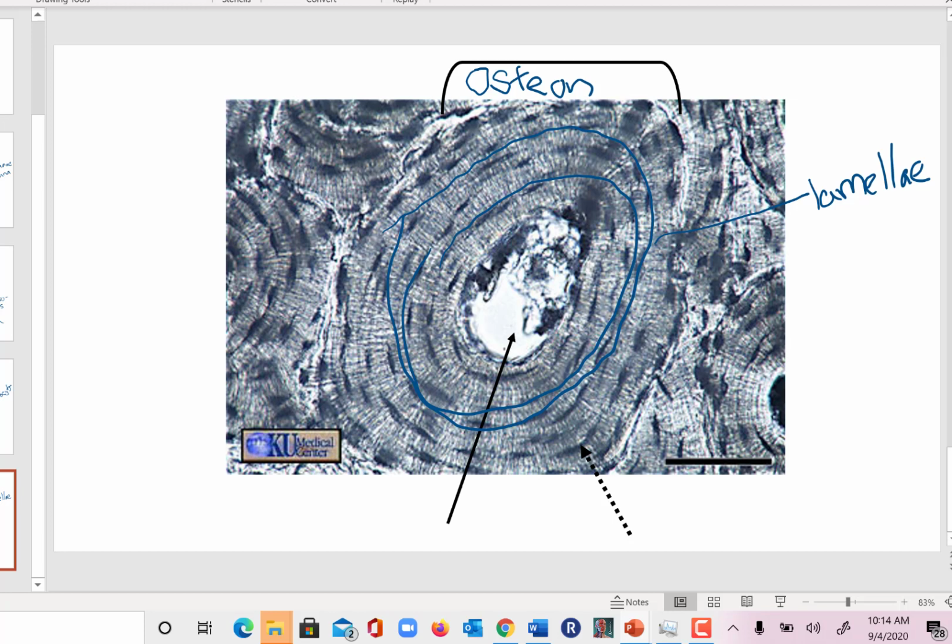In the very center, we have the central canal, and this is where we find an artery, a vein, and a nerve. The central canal can also be called the Haversian canal. Again, the better term is central canal. At the end of the dotted pointer, you are again seeing a lacuna, singular, lacunae, plural. The cells that would be living there are mature bone cells called osteocytes.